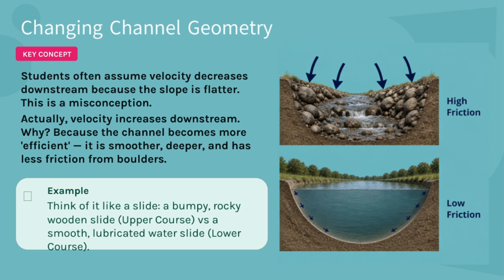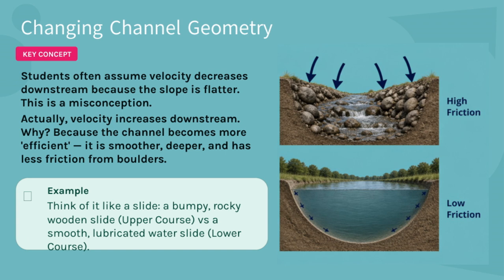In the upper course, the river channel is shallow, narrow, and rocky. There are lots of large boulders, and the riverbed is rough. This creates friction, which slows the water down. Further downstream, the channel becomes wider and deeper. It has a larger hydraulic radius, which means less of the water is in contact with the bed and banks compared with the total amount of water in the channel. The bed also becomes smoother because large boulders have been broken down and transported. This reduces friction. So even though the gradient is gentler downstream, the river often flows faster because the channel is deeper, smoother, and more efficient.